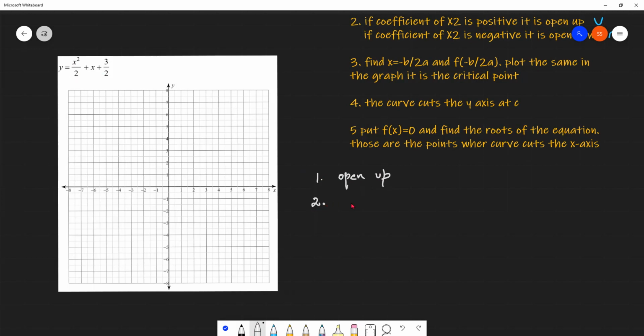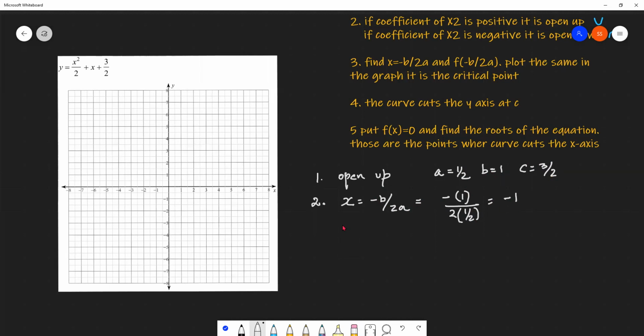The second step is to find x equal to minus b by 2a. In this equation, you can see a is equal to 1 by 2. That is the coefficient of x squared. b is equal to 1. c is equal to 3 by 2. So now we will find the critical point here. x is equal to minus b by 2a. b is 1, by 2a. a is half. 2 times half. So that will give you minus 1.